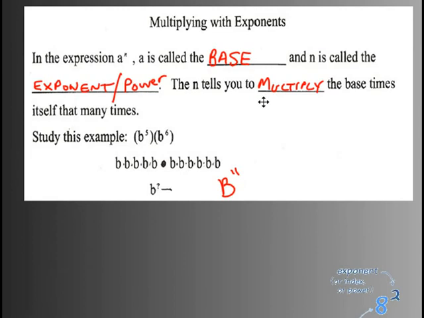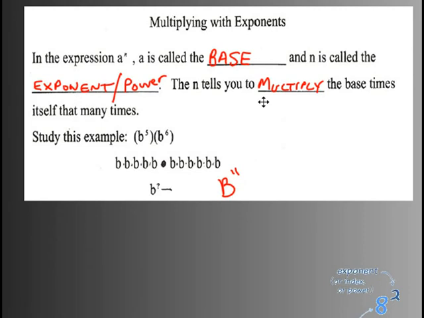Alright, multiplying with exponents. In the expression a to the n, a is called the base and n is called the exponent or the power. The n tells you to multiply the base times itself that many times.